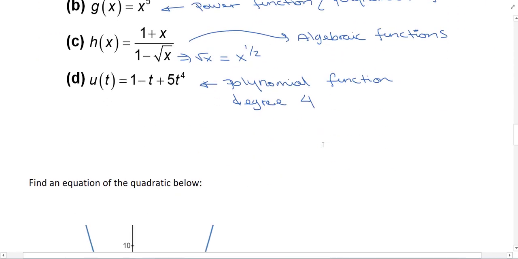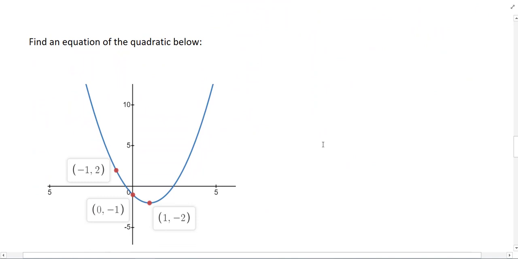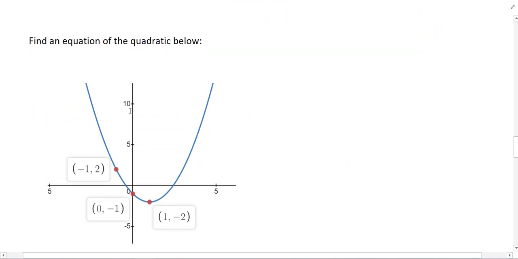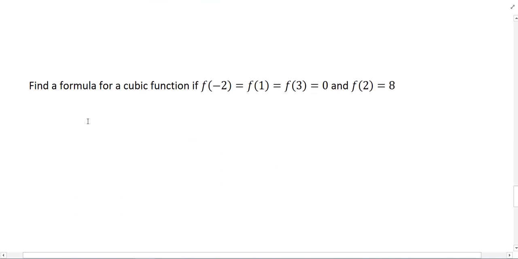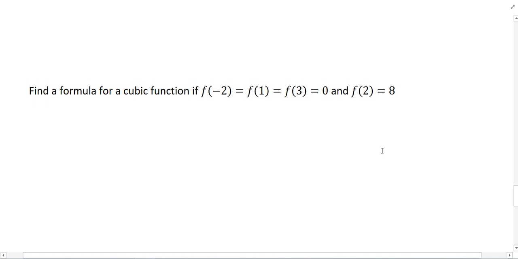Okay, in the next video I'm going to record, we're going to do these two examples. Find an equation of the quadratic given below, and we're also going to find a formula for a cubic function given some zeros. So that is on the next video.